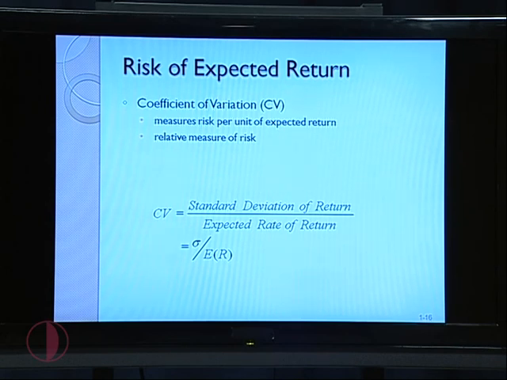With all these measures, we need to understand the importance of risk. If I need to invest in any area, I will look at the risk. If there is more risk, I need more return.